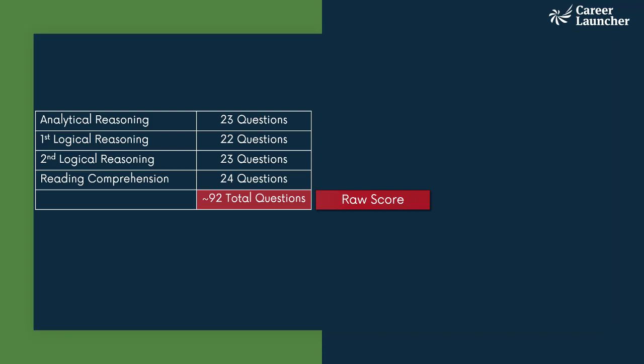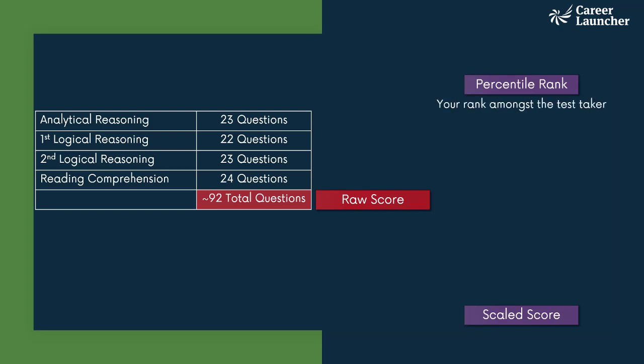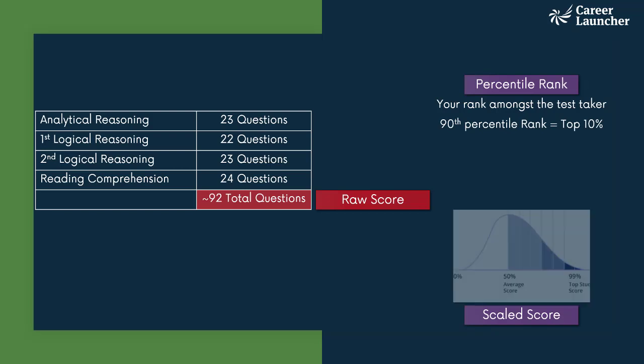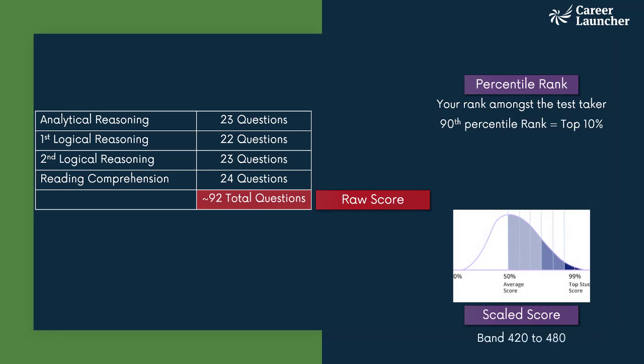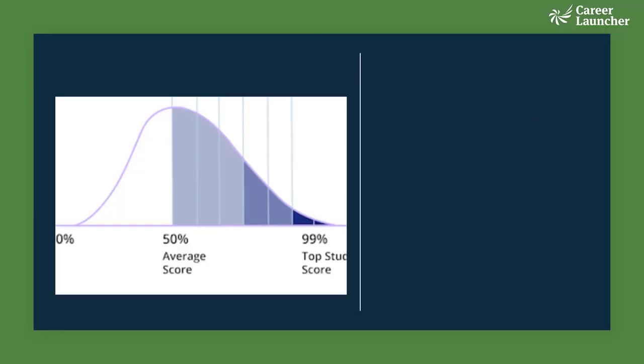Unfortunately, you will not get to know what your raw score is. The scores reported by LSAT-India test are the scale scores and the percentile rank, and not the raw score. A percentile rank is your rank amongst the test takers. So if you are 90th percentile rank, which means that you are in the top 10% of the test takers. And a scale score is a score that comes out after a normalization process, and it's a band of 420 to 480.